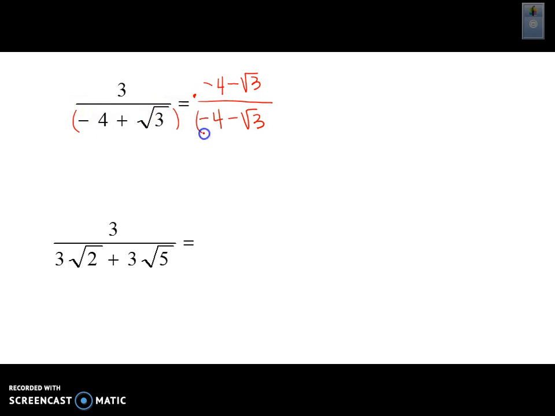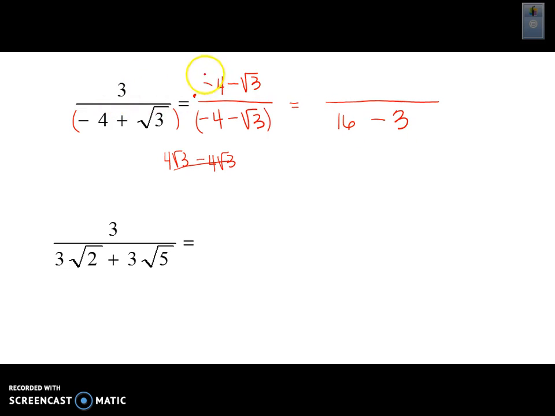When you multiply, since we have two terms, we have to FOIL in the denominator. So -4 times -4 is going to be a positive 16. We've got -4 times a negative square root of 3, which is going to be 4 square root of 3, and then -4 times square root of 3 is -4 square root of 3. As you can see, those middle terms just cancel each other out, which is how we get rid of the radical in the denominator. Then we have square root of 3 times a negative square root of 3, so it's just going to be -3, and over here we have 16 minus 3.